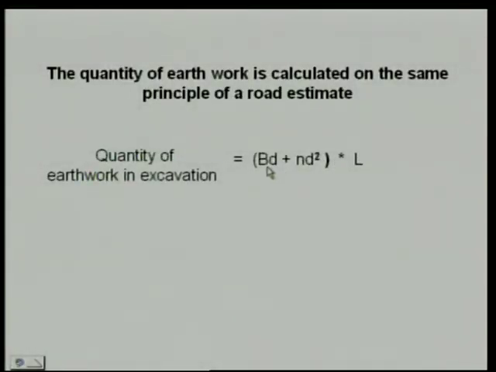The sectional area of a canal is BD plus n into d square, multiplied by the length of the section, where B is the width of the canal, d is the depth of the canal, and n to 1 is the side slope. This is how we calculate the quantity of earthwork when the cross section of a canal is completely in excavation or completely in cutting. Now, let us see the second case for the earthwork in canals.